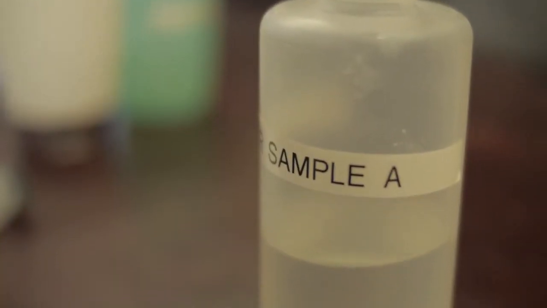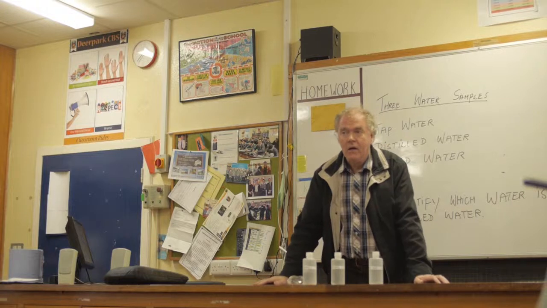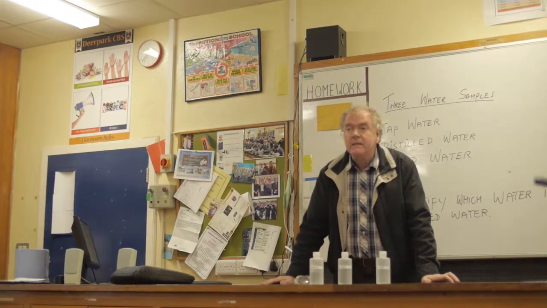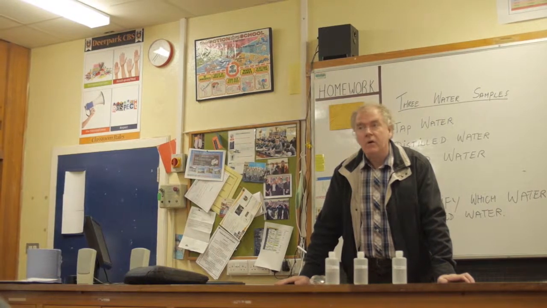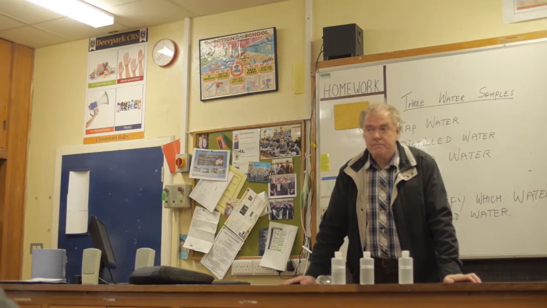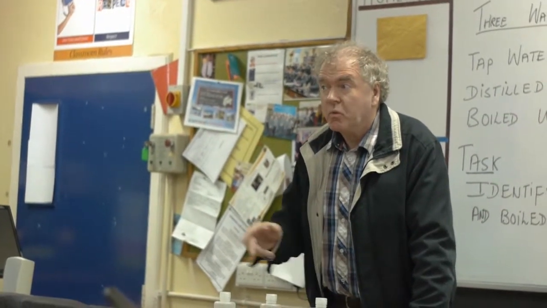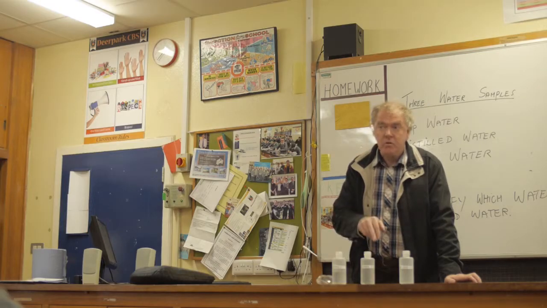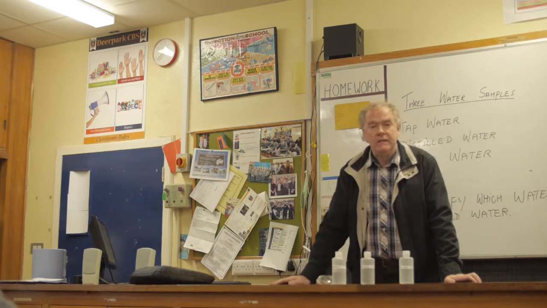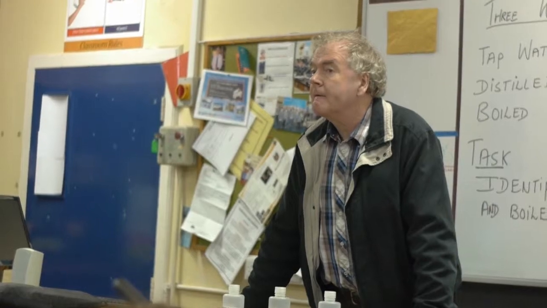I have 3 water samples, A, B and C, right? One of them is tap water, another is distilled water, and the third is boiled water. Your task is to identify which one is boiled water, which one is distilled, and which one is tap water. Okay? Are you clear? Yeah.